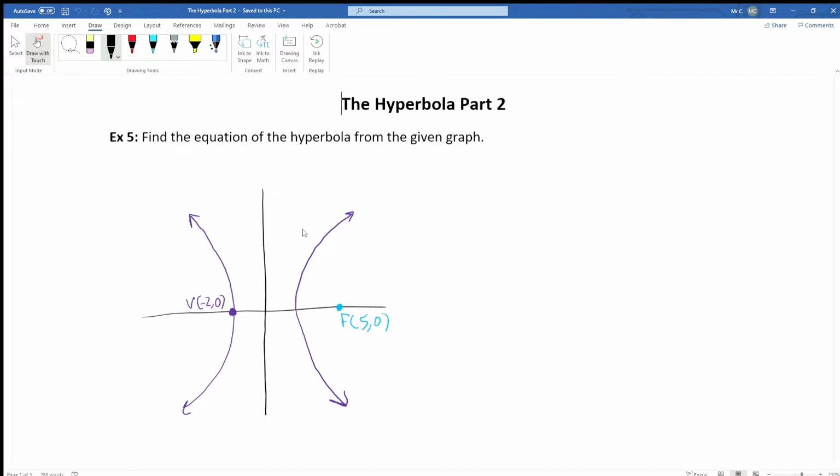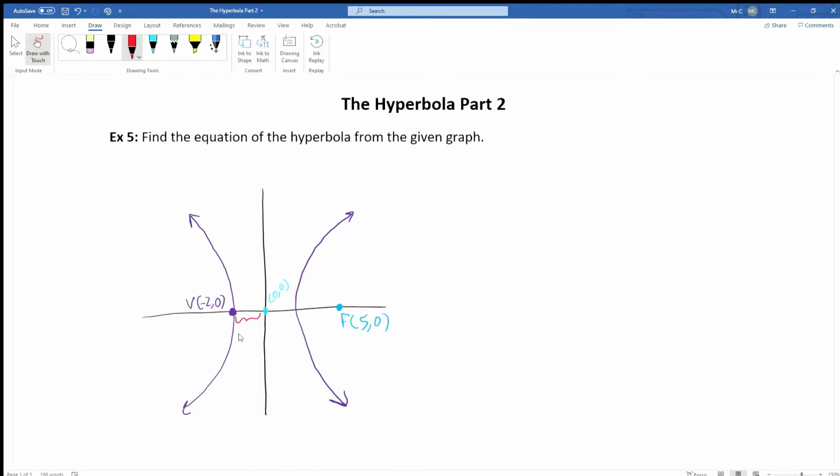So for this video we're going to start out by taking a look at another example. This time we're given a graph and we want to find the equation of the hyperbola from the given graph. In this case it's clear that our graph is centered at 0, 0. So we just need to figure out what A and B are in order to find our equation.